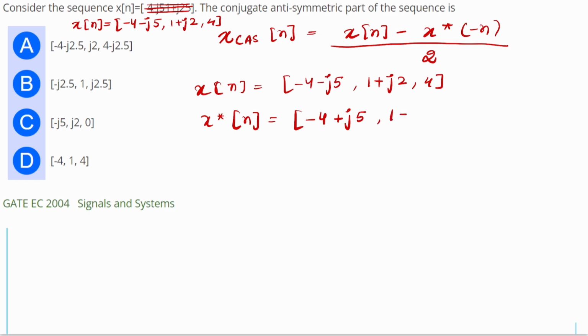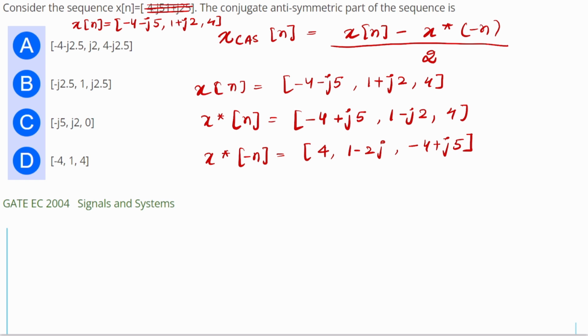So that will be 1 minus j2 and comma 4, because it is just having real part. The real part is the same when we find the conjugate of any real part. Now x star minus n, that means we have to reverse the sequence. So it will become 4 comma 1 minus j2 comma minus 4 plus j5, right? You can write it either way, 2j or j2 doesn't make any difference. So this is what we have, x star minus n.